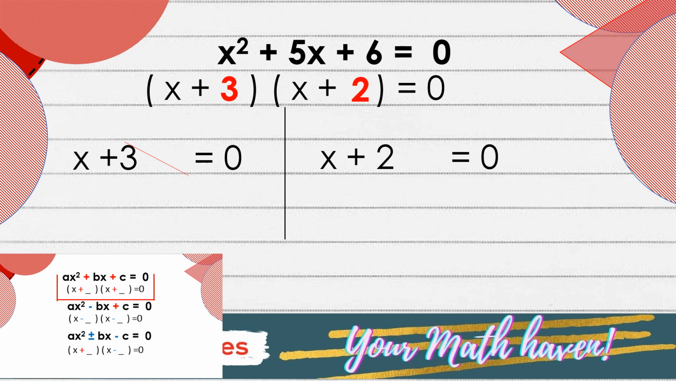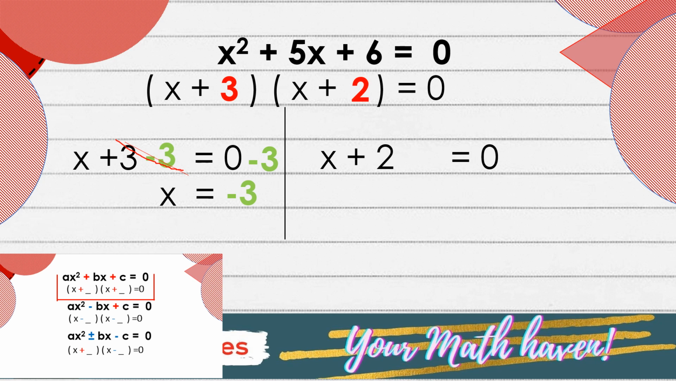Now we need to solve for the value of x. And to do that, we need to make positive 3 be 0. So we're going to add both sides by negative 3. So positive 3 minus 3, that is 0. So x plus 0, that is x. And 0 minus 3, that is negative 3. On the other side, we have x plus 2 is equal to 0.